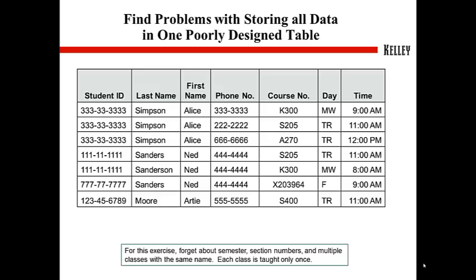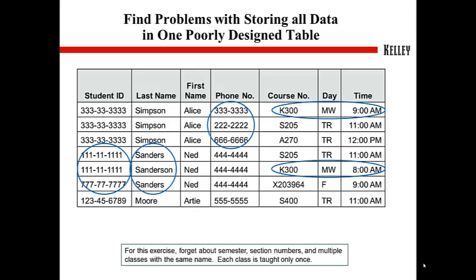Okay, so you got a list made? Let's compare lists. Let's start with inconsistencies. Did you notice that Alice has 3 different phone numbers? What's up with this? There's inconsistencies for Ned. He's got 2 different last names. What is his last name? Sanders or Sanderson? The same thing is true with his student ID. Which of these student IDs is the correct one for Ned?